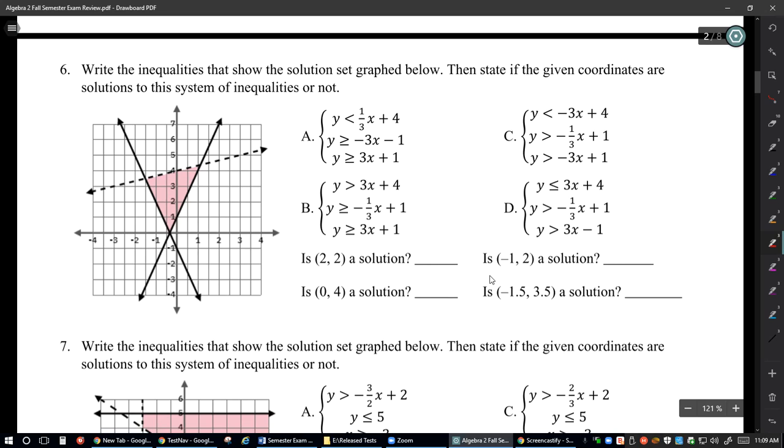Now for number 6, systems of inequalities. So write the inequalities that show the solution set graphed below, then state if the given coordinates are solutions to this system or not. So think back to Algebra 1. So the easiest way to write a line is y equals mx plus b. And so I'm going to pick one of these lines on this graph. I'm going to pick, let's say, this one. And I'm going to write the equation for that first line.